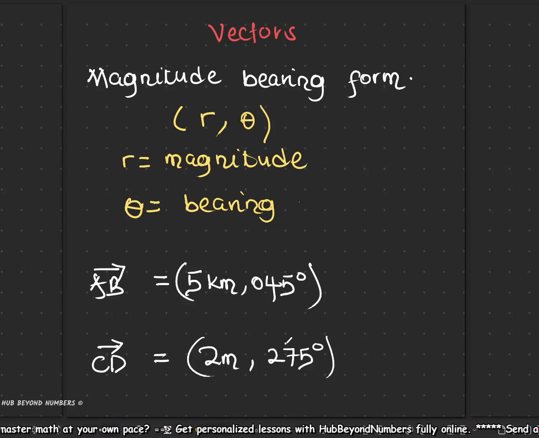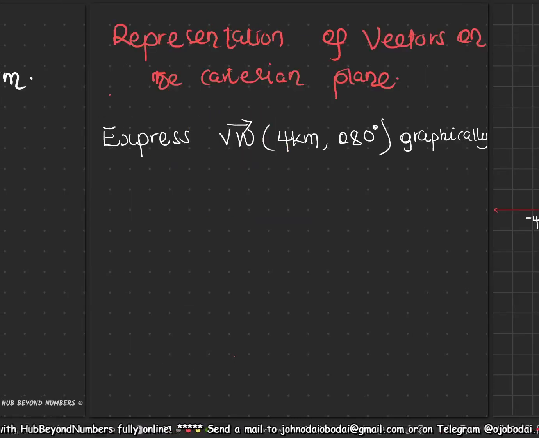So let's quickly look at how we can represent these vectors on the Cartesian plane, just as we did for the component forms. There's an example here. It says we have to express VW, which is 4 kilometers 080 degrees, graphically. You first need to take note: the unit here is in kilometers, and what you have here is the bearing in degrees.